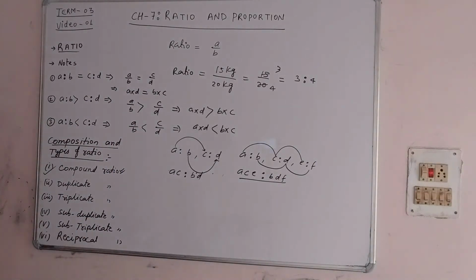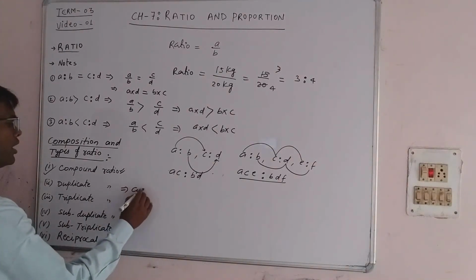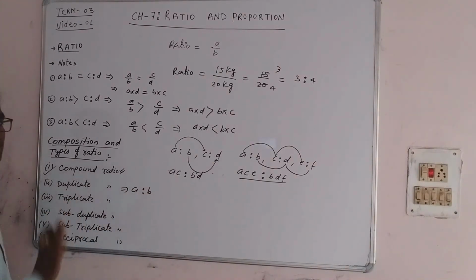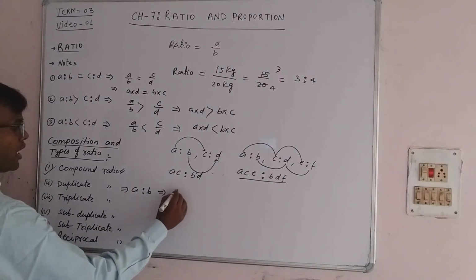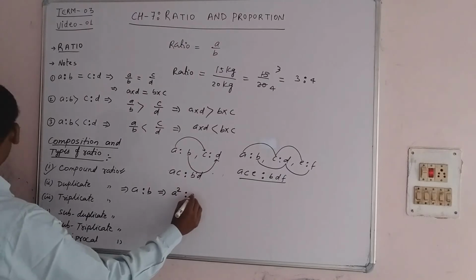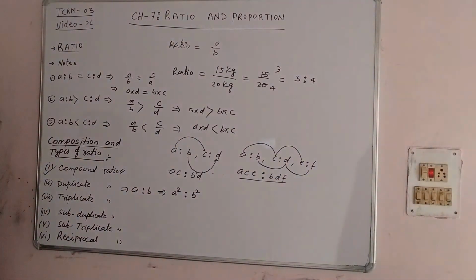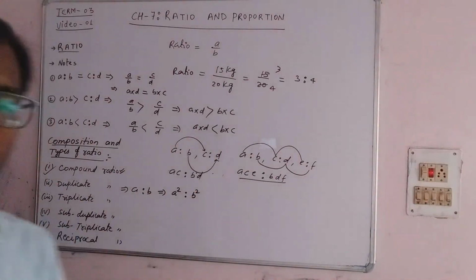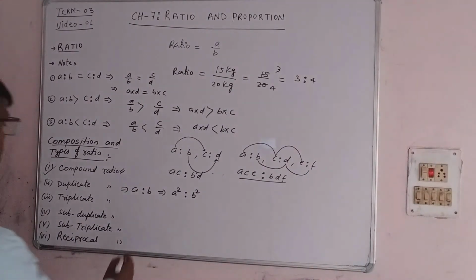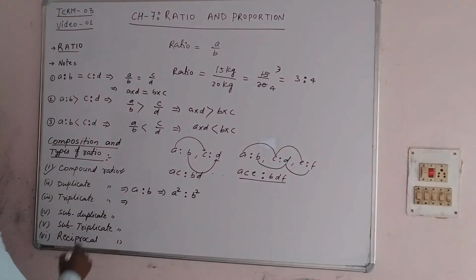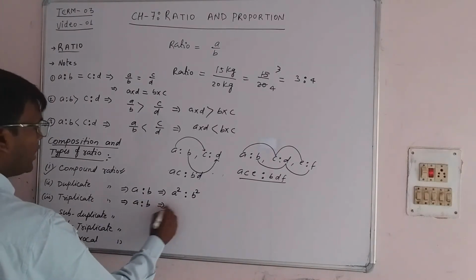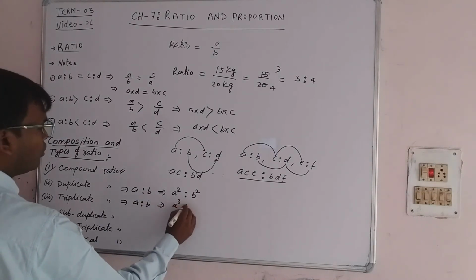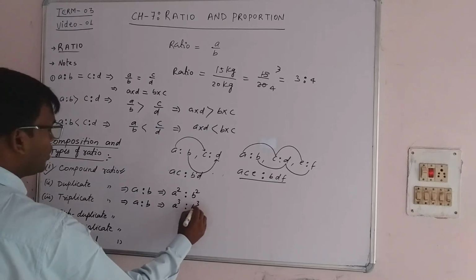Now see the duplicate ratio. Suppose the ratio A is to B is given. Then the duplicate ratio becomes the square of A and square of B, so A square is to B square. Now see the triplicate ratio. Suppose A is to B is there, then the triplicate ratio becomes A cube is to B cube.